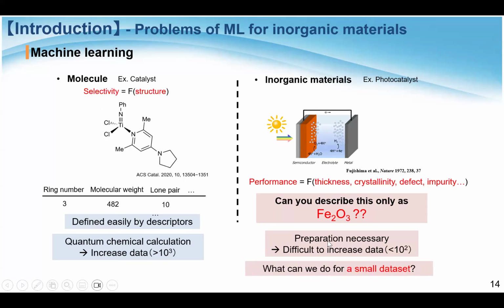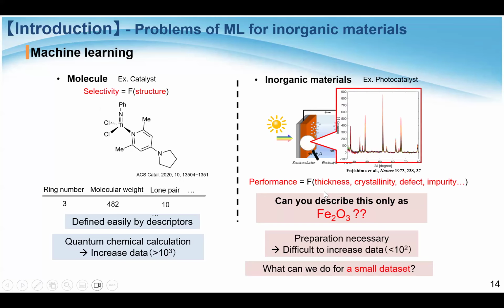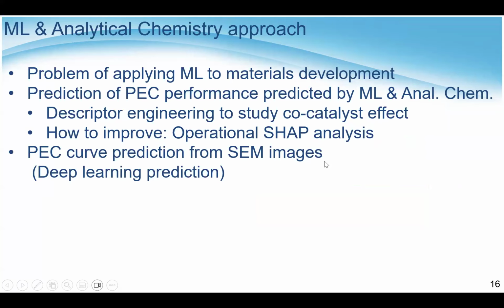So what can we do using this kind of small data set when we apply machine learning? We think about using the analytical data for the materials, because analytical data correspond to the specific materials you prepared. So it can be a good descriptor for the materials.